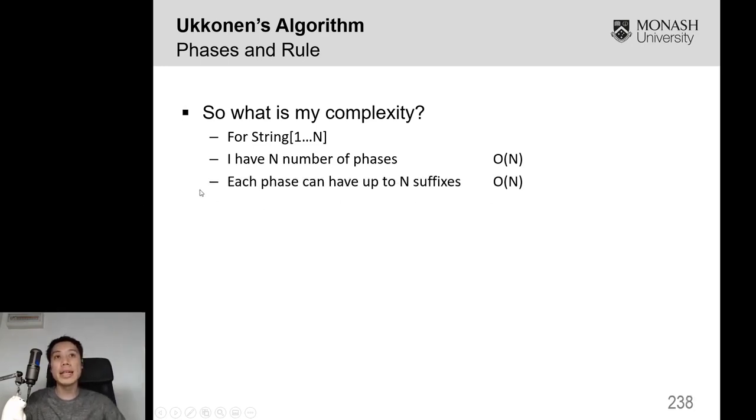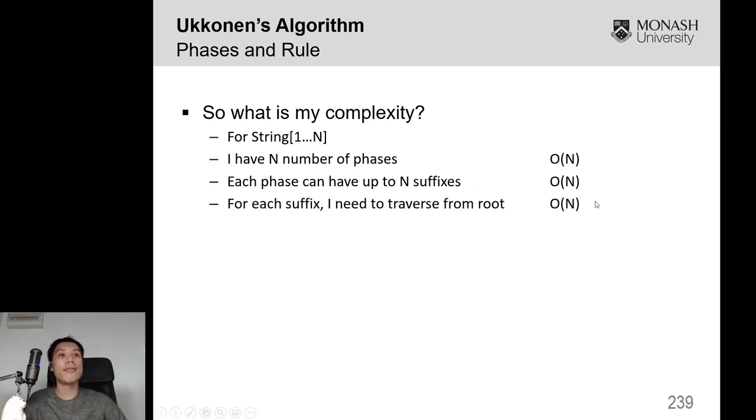Then I got every loop can have up to n suffixes, right? So this part is I equals 1 all the way to n, this part is J of 1 all the way to I, right? So this combination here already gives me n squared. N number of phases, every phase can have up to n number of suffixes. Then for every suffix, I need to traverse from the root, right?